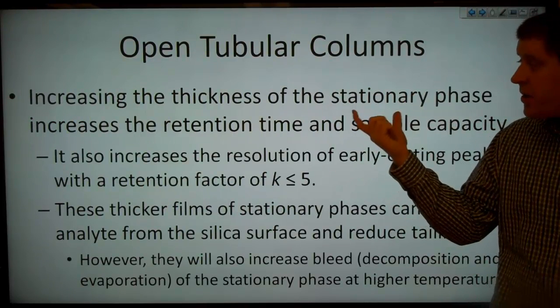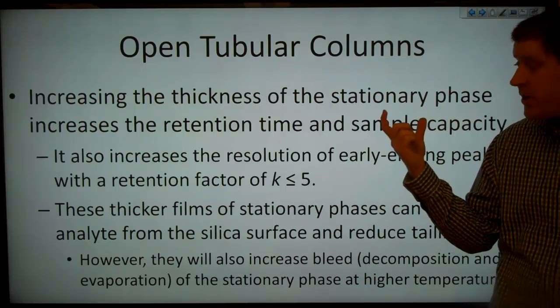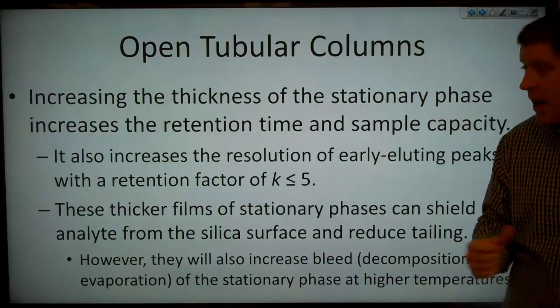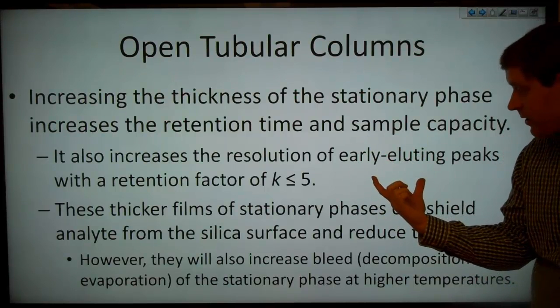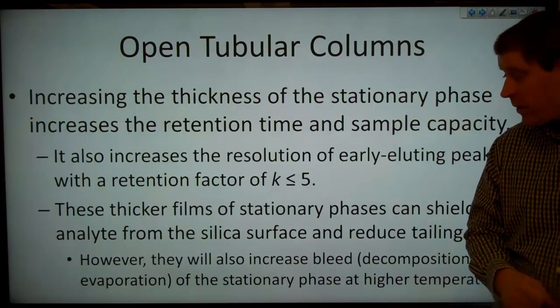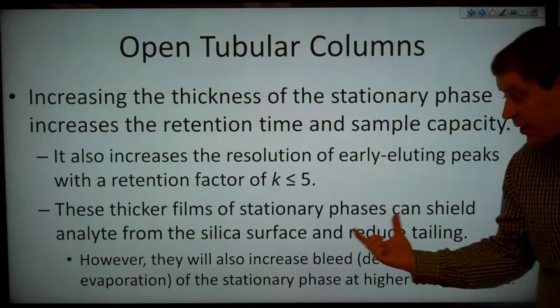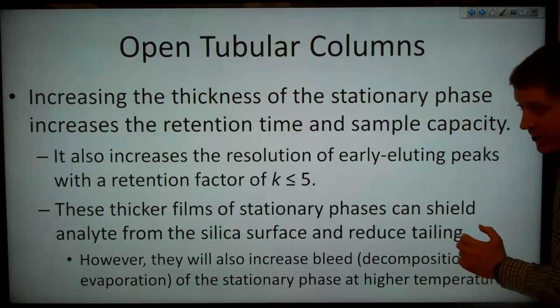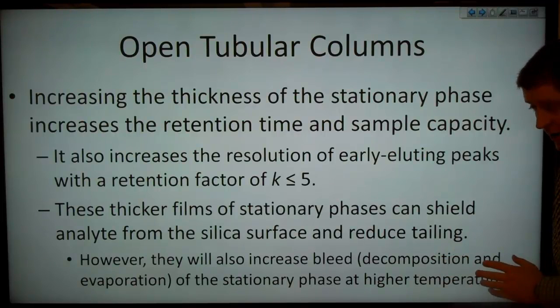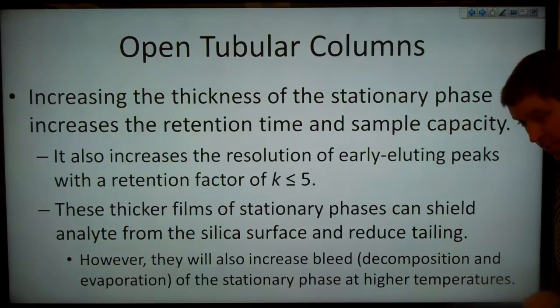So increasing the thickness of the stationary phase increases the retention time and the sample capacity of our column. It also increases the resolution of early-eluting peaks with a retention factor k less than or equal to 5. And these thicker films of stationary phase can shield the analyte from the silica surface and reduce tailing. However, they will also increase bleed, the decomposition and evaporation of the stationary phase at higher temperatures.